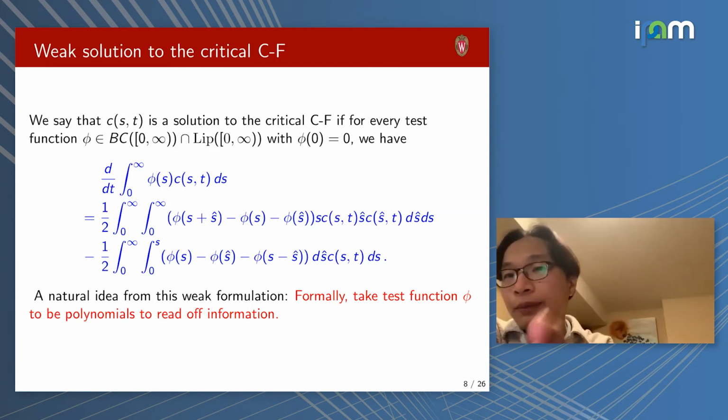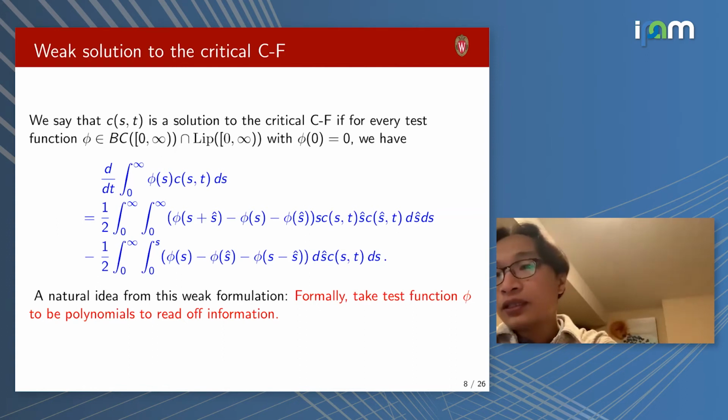For example, I'm going to do it in the next slide, but you see that if I take phi to be 1, for example, then the two terms involving phi on the right-hand side are going to be both minus 1, right? Or if I take phi to be linear, if I take phi S to be S, then the two terms on the right-hand side are just going to be 0 automatically. Okay, so that's exactly what I'm going to do. So let's do some formal computations.